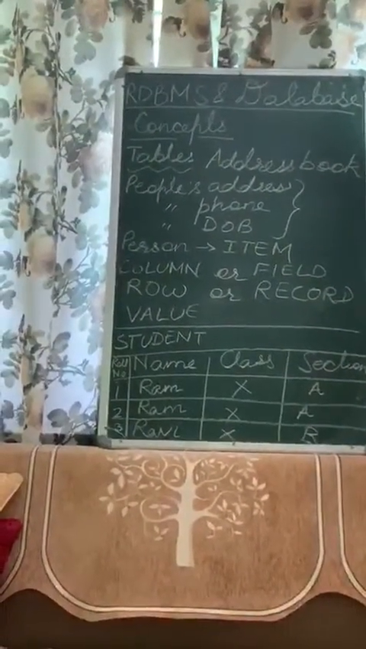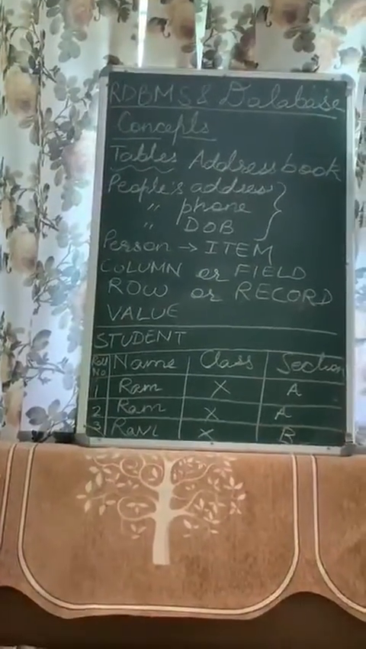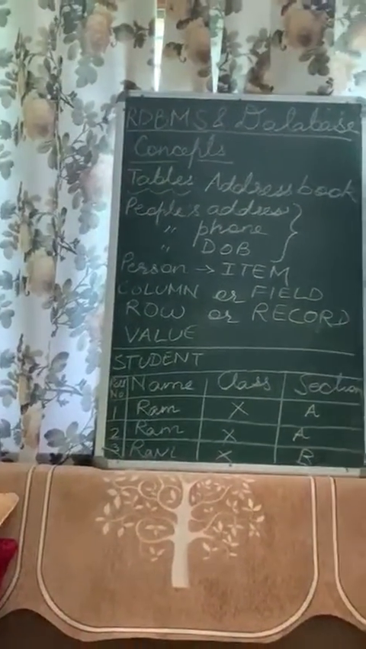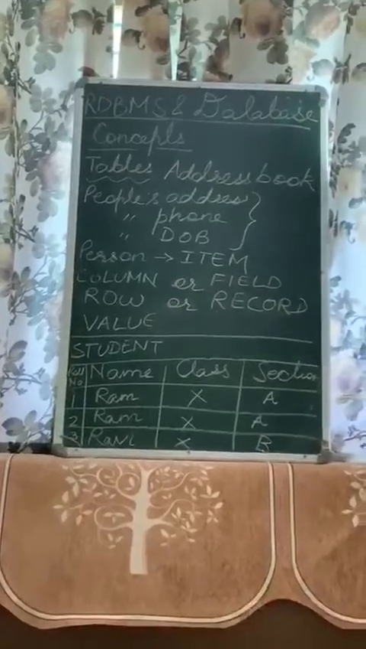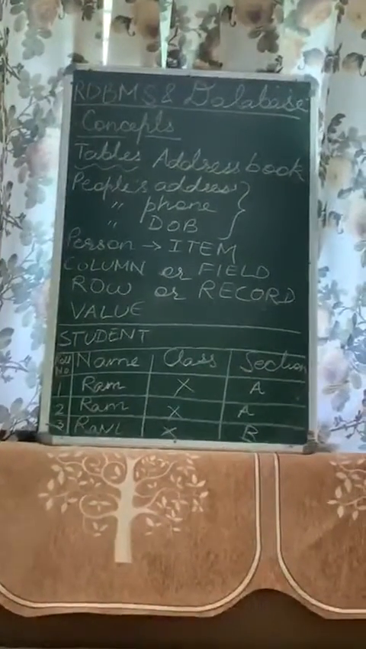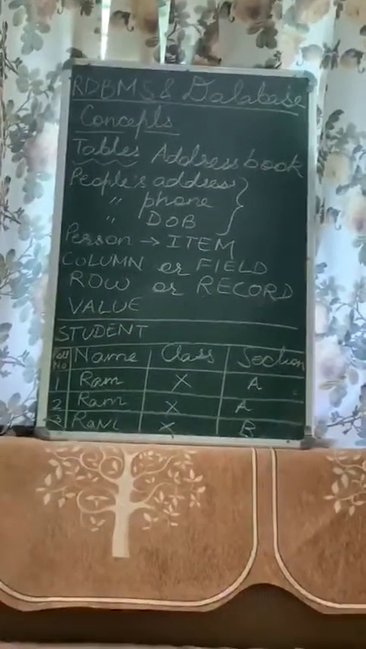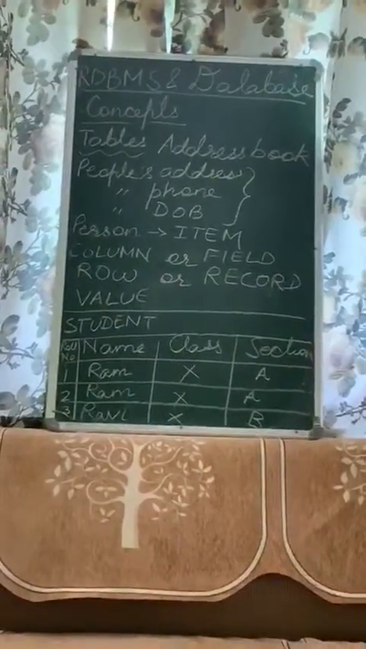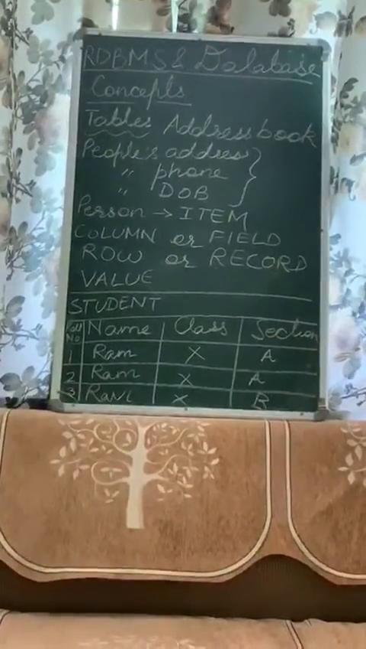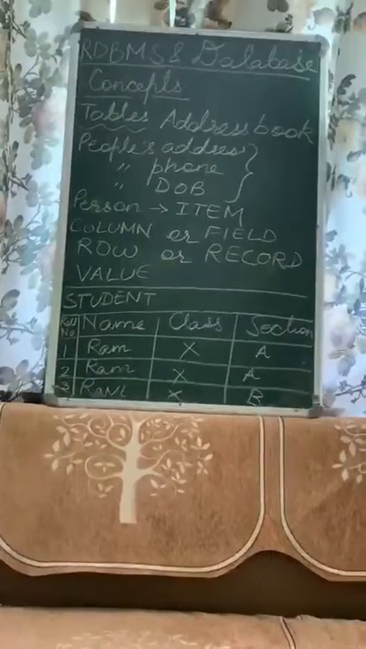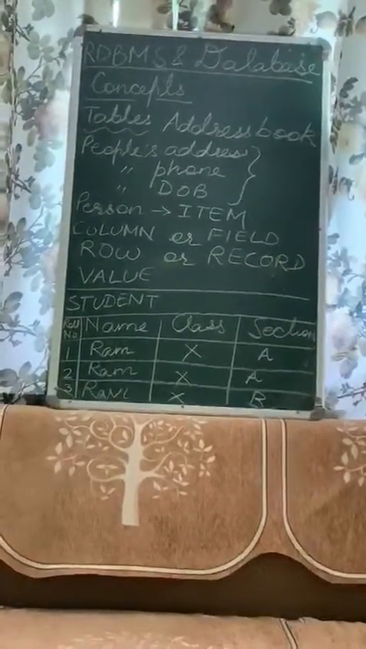Now taking one more example, a database can not only have one table, because data is very huge. In an organization or in a bank, there is lots of data. So a database can have one or more tables. An address book is an example of a simple table.